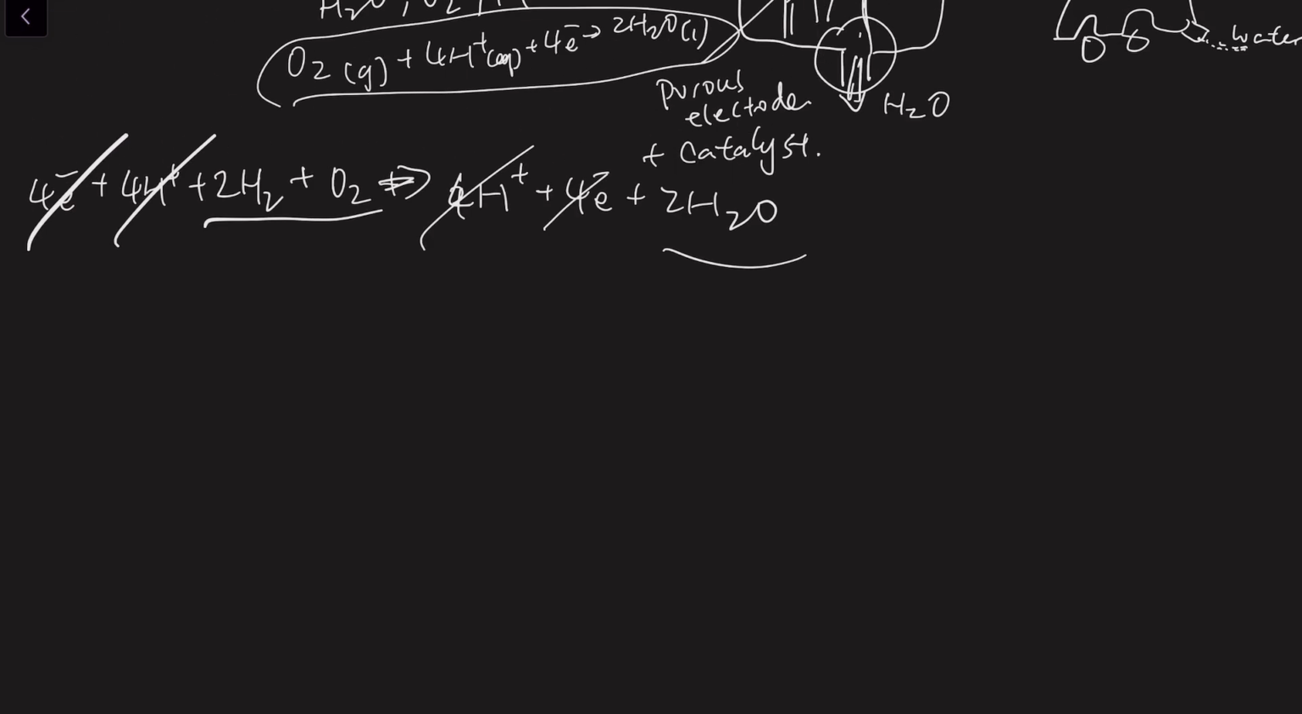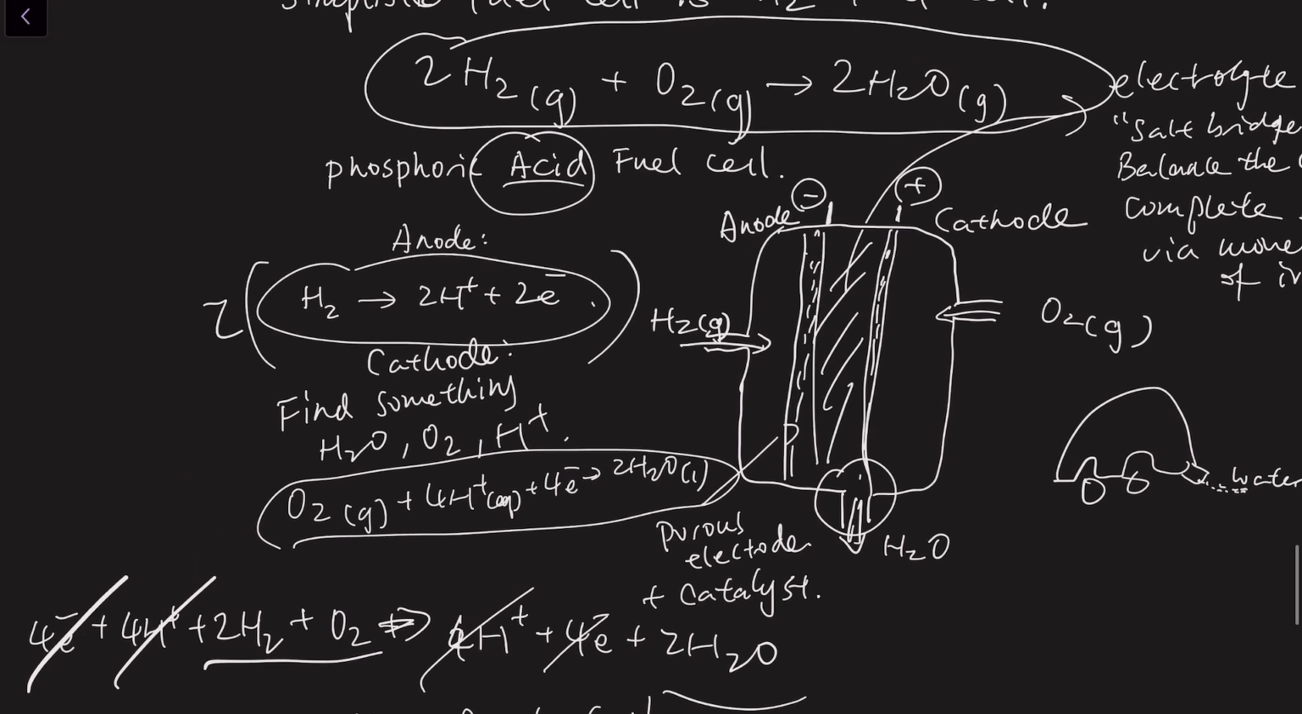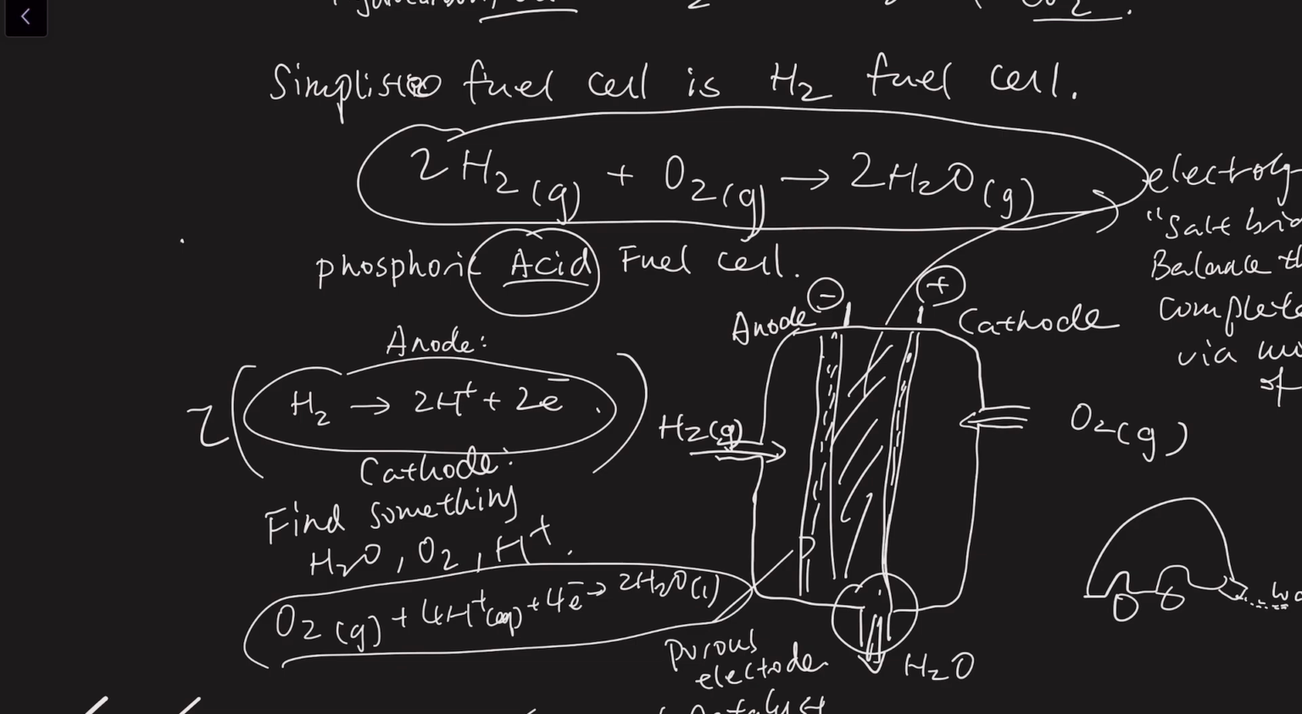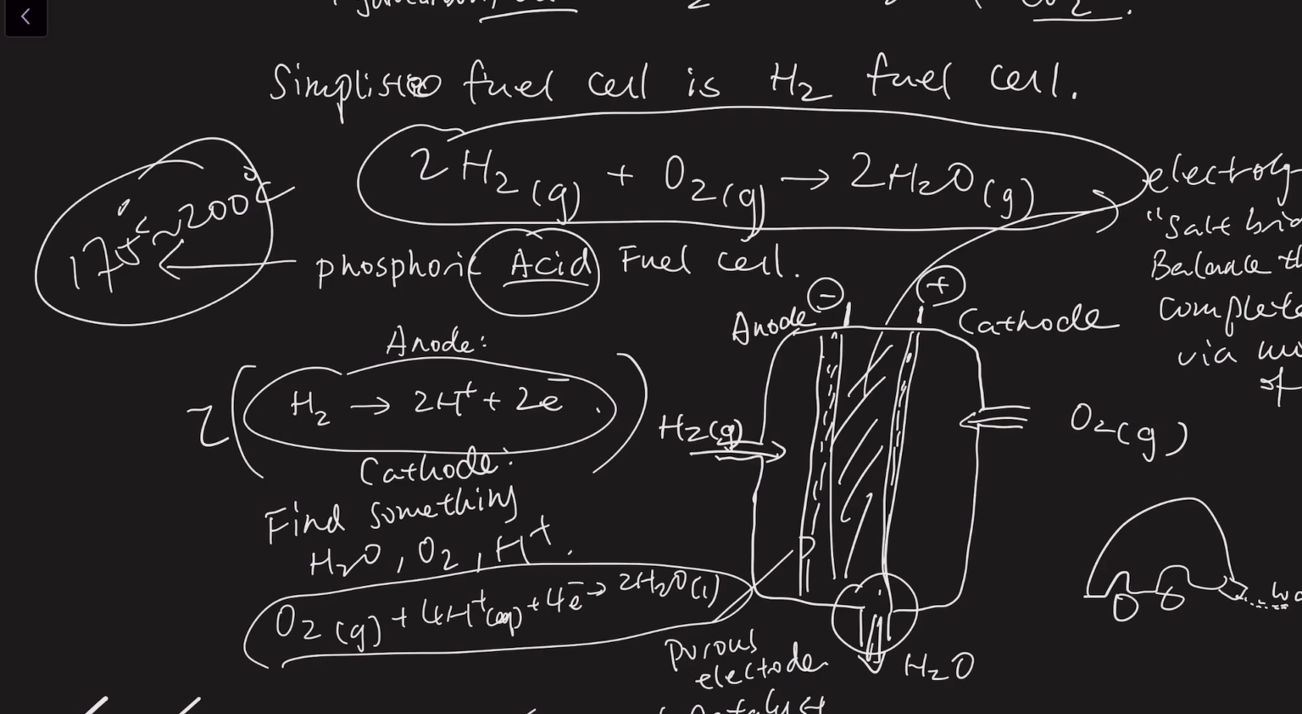So the fuel cell can also operate under alkaline conditions. Why do we want to do that? For this phosphoric acid fuel cell, we require a temperature of 175 to 200 degrees Celsius in order to operate. And this is clearly a very, very high temperature and may not be ideal for transportation, for example.